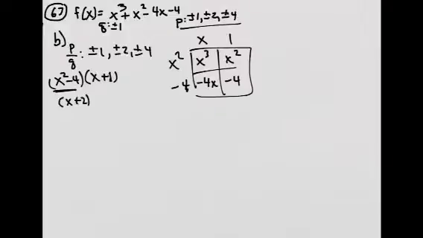X plus 2, x minus 2, and x plus 1 is there. So these 3 are the factors for the polynomial. So the zeros are plus or minus 2, right, for the first 2, and then negative 1.